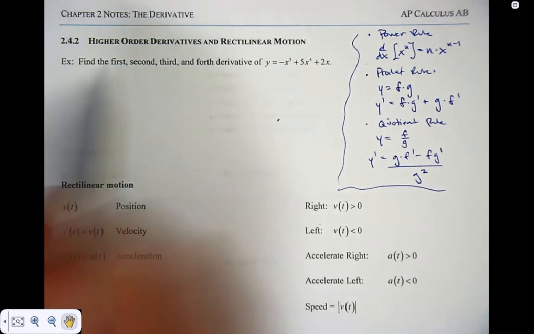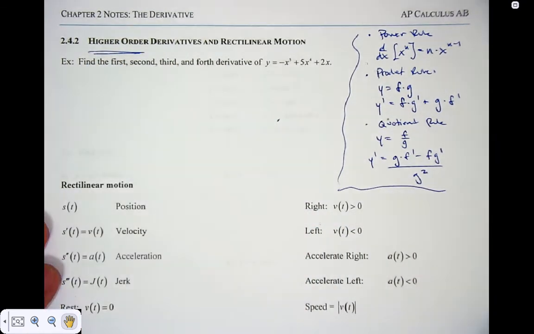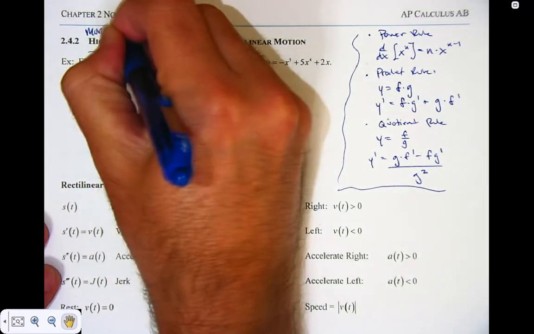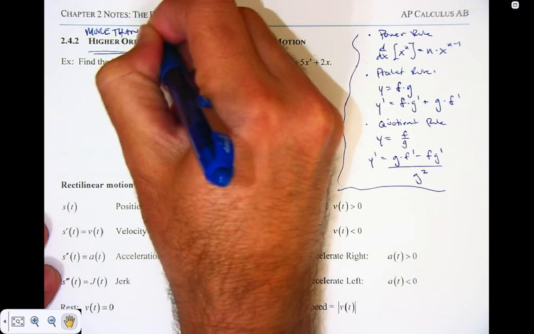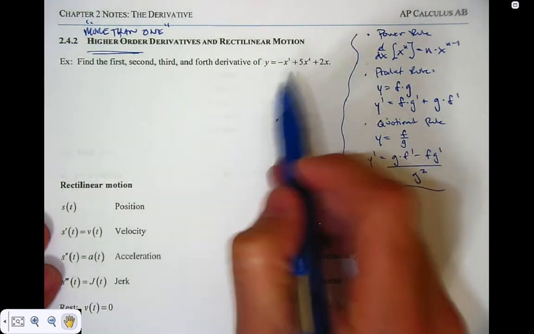And this is not a new rule. Okay, so this is just telling you that higher order just means more than one, right? So more than one. Okay, and we can take multiple derivatives of functions, especially polynomials, right?